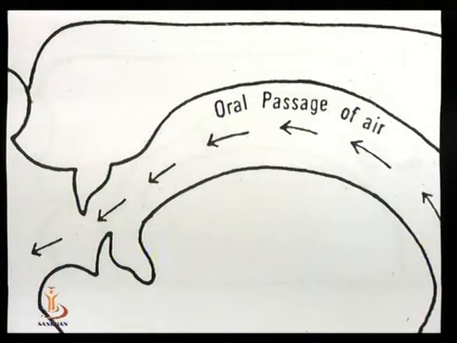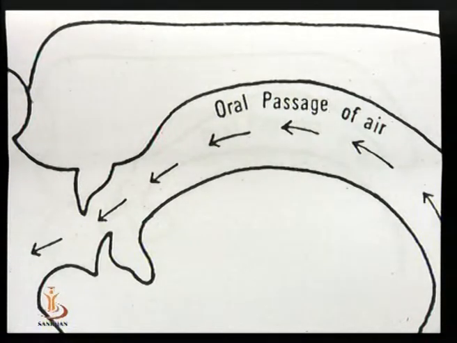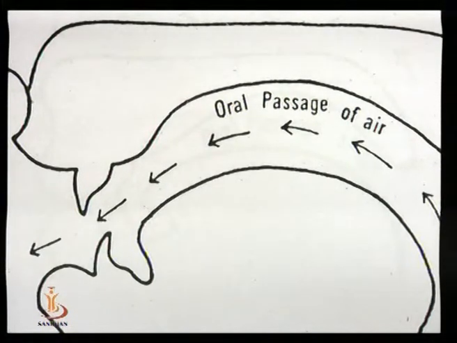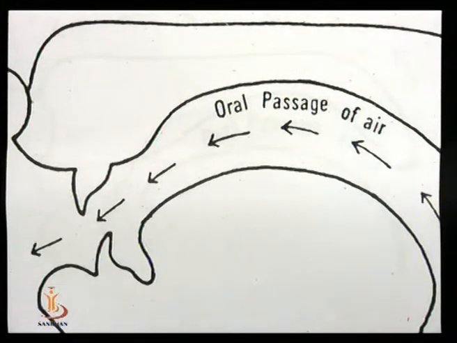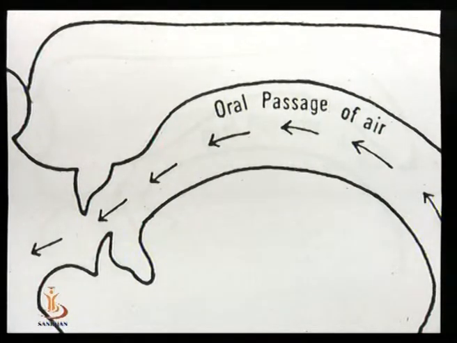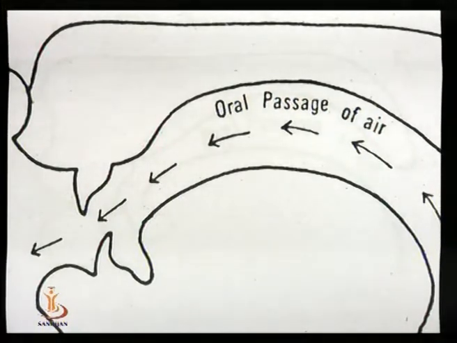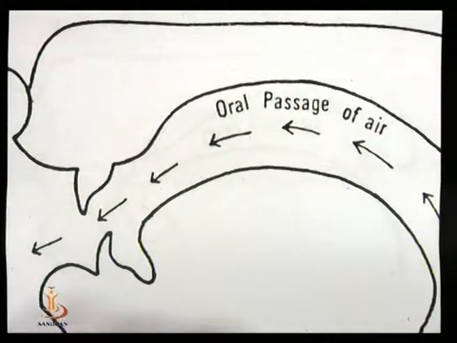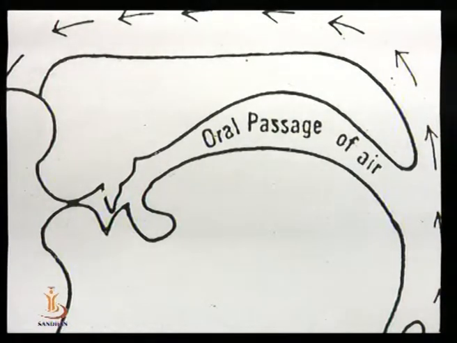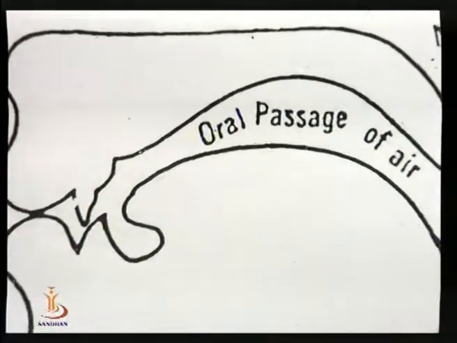Can you see the oral passage? And where is the air coming out? The air is coming out of your mouth. Say any of the vowel sounds that you know. Say ah, say e, and you would notice that air escapes through the mouth. That is, air is coming out of the oral passage. Can we now look at another slide on the teletop?